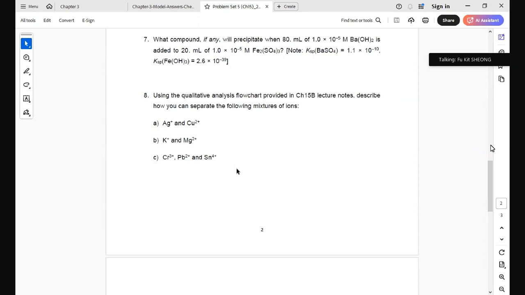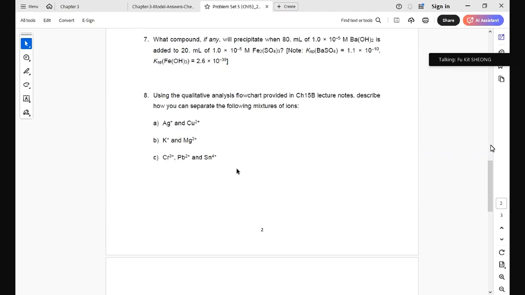Chapter 15, qualitative analysis. So for the first one, if you want to separate the silver and copper, you can add sodium chloride or hydrochloric acid, anything with a chloride ion. Basically, silver chloride will precipitate while copper chloride will not, as most chlorides do not precipitate. So if you add HCl or sodium chloride, you will precipitate out silver chloride, and that's why you can filter out the silver salt and leave the copper salt behind.